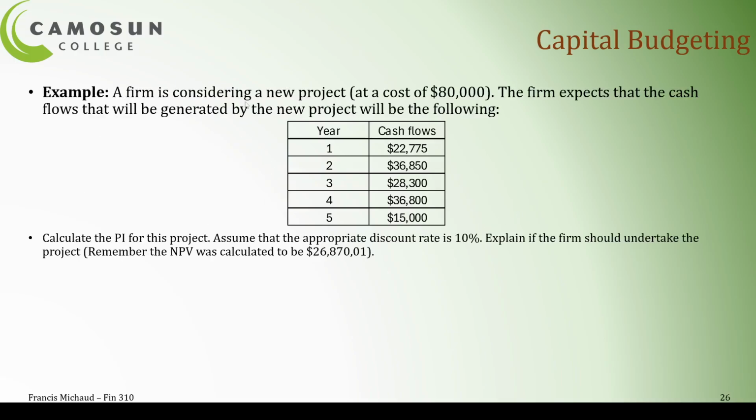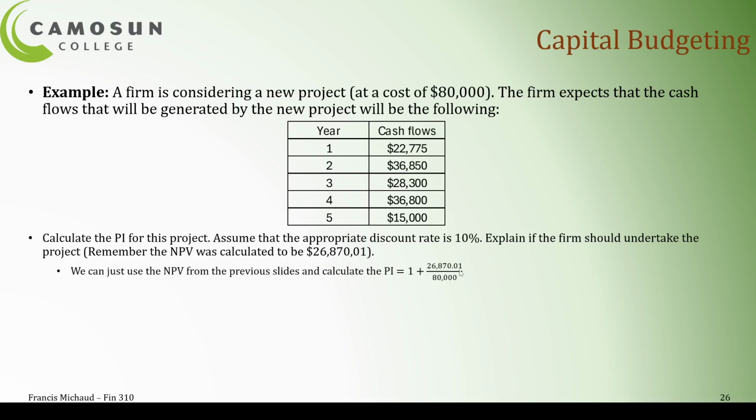Okay, here I have an example, and I will do the example in this video just because I think it's a pretty straightforward method to calculate once we've calculated the NPV already. So this is a project we've been working with for multiple problems already. We already calculated that the NPV of this project in the previous video was 26,870.01. Sorry, this should be a point here. So let's just calculate the PI for this project.